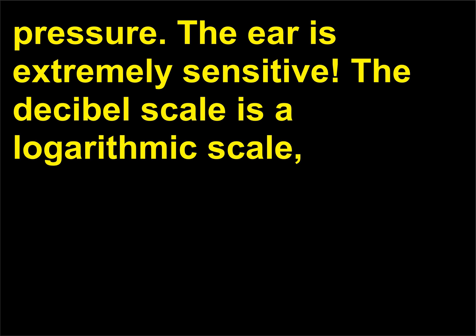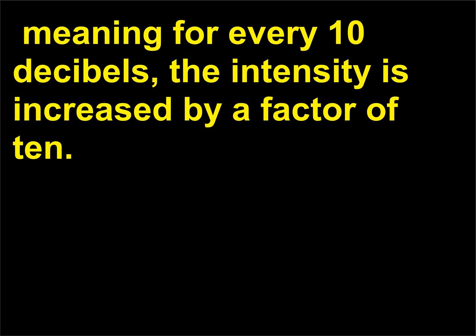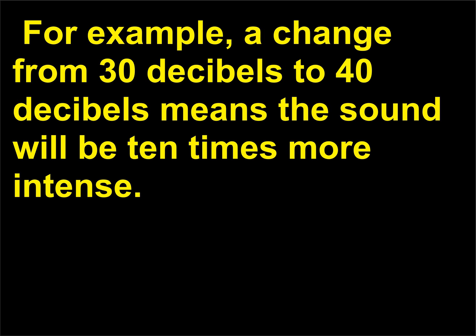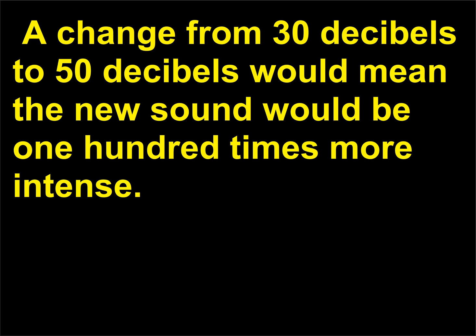The decibel scale is a logarithmic scale, meaning for every 10 decibels, the intensity is increased by a factor of 10. For example, a change from 30 decibels to 40 decibels means the sound will be 10 times more intense. A change from 30 decibels to 50 decibels would mean the new sound would be 100 times more intense.